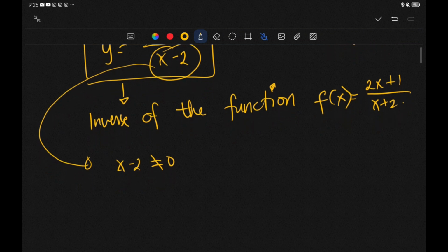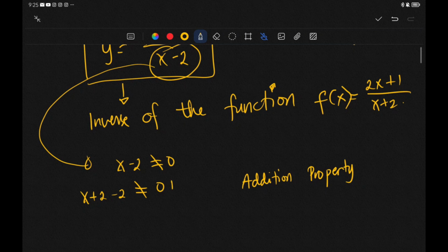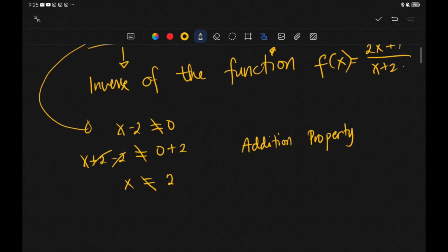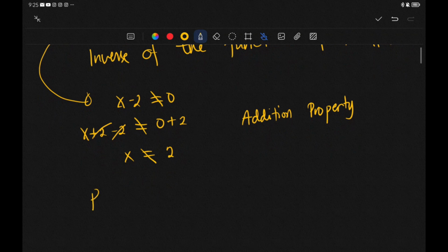So, by addition property, this will become x minus 2 plus 2 is not equal to 0 plus 2. Cancel that out. What remains is x is not equal to positive 2. So, therefore, our range: y is an element of all real numbers such that y is not equal to positive 2.